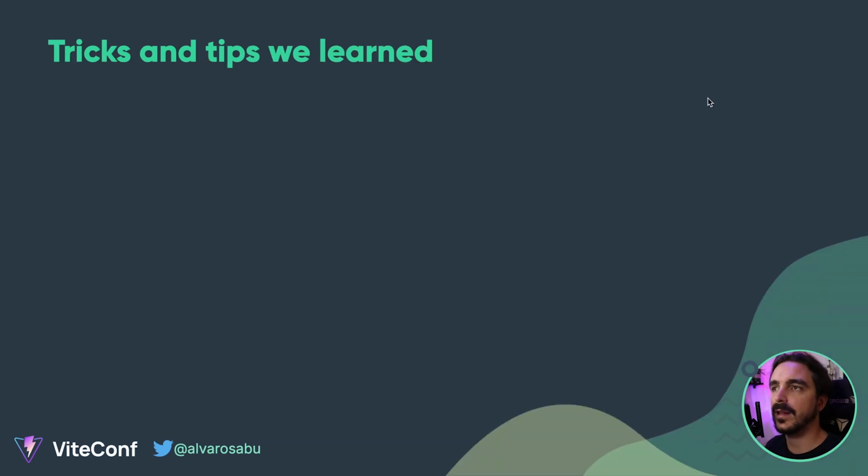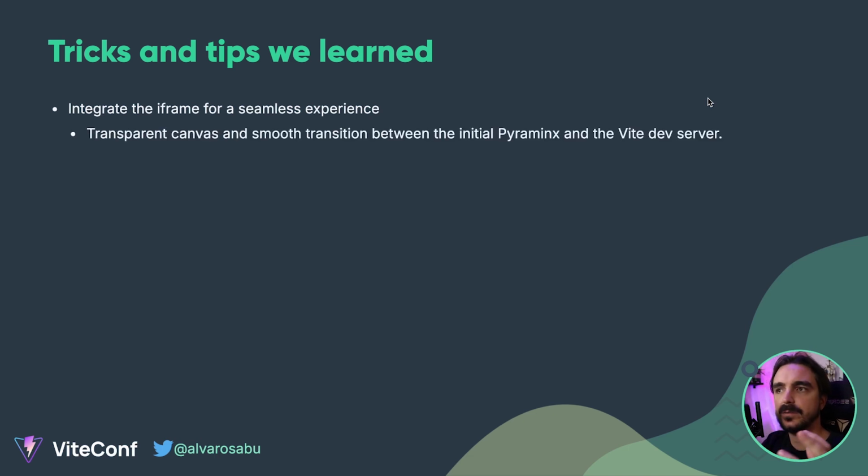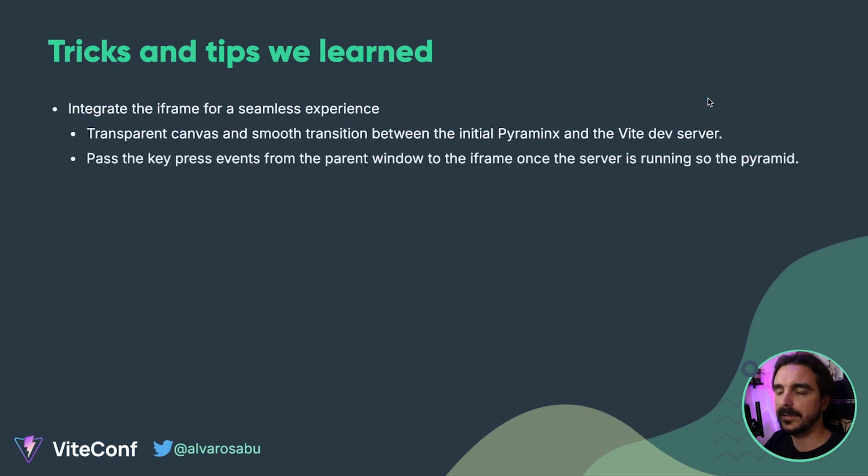So we compiled some tricks and tips that we learned in the process that will help you create a similar experience to this one. The first one is that you can integrate the iframe for the web container with a transparent background. So the idea of having the transparent canvas and the smooth transition between the original view component and the new one inside of the dev server gives it a seamless experience that is actually the same component when it is not.